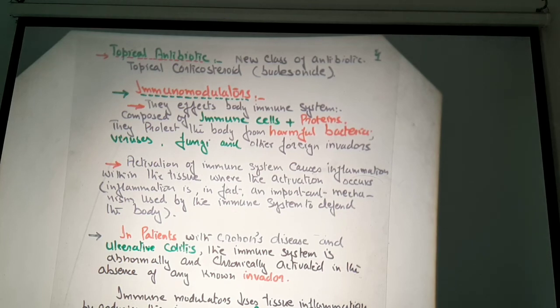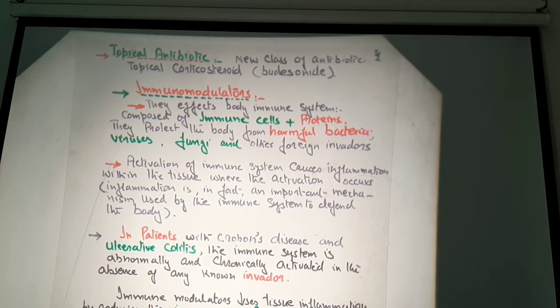So activation of the immune system causes inflammation within the tissue. Inflammation is in fact an important mechanism, as I told you just now, used by the immune system to defend the body. But here, when there is activation of the immune system in the intestine, that is the large intestine, small intestine, the colon, then inflammation occurs and it may cause ulceration. So we have to suppress this activated immune system. Now, in patients with Crohn's disease and ulcerative colitis, the immune system is abnormally and chronically activated in the absence of any known invader.